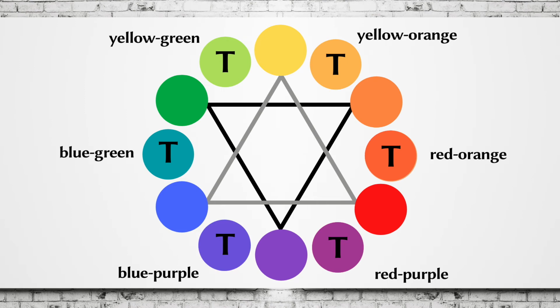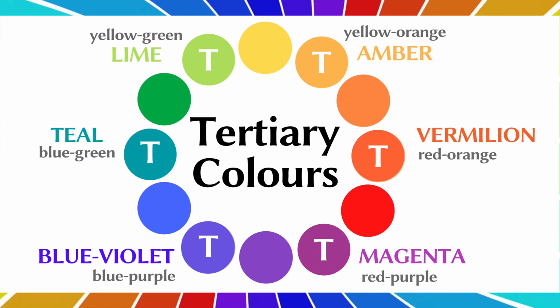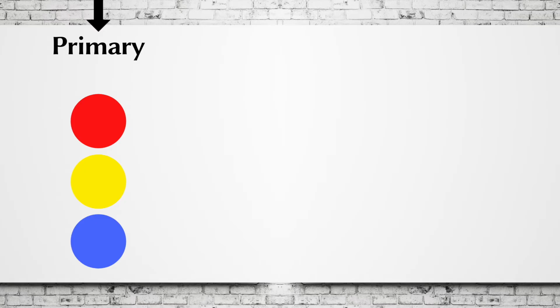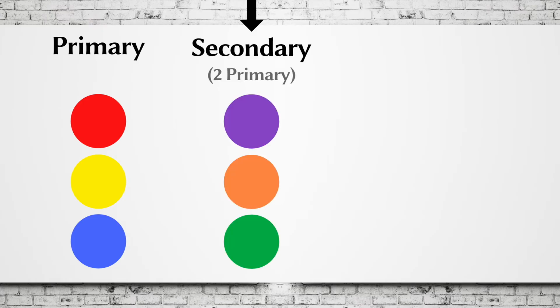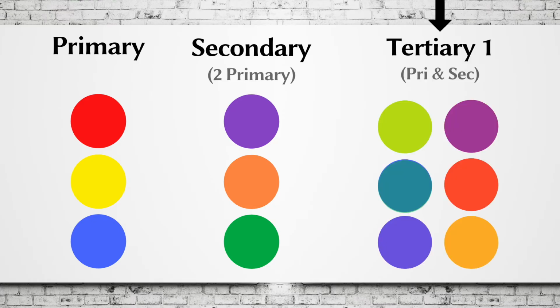These tertiary colors are also known by other names: lime, amber, vermilion, magenta, blue-violet, and teal. Just to recap, so far we've learned about the primary colors, the secondary colors, which are made by mixing 2 primary colors together, and the tertiary colors, which are made by mixing a primary and a secondary color together.